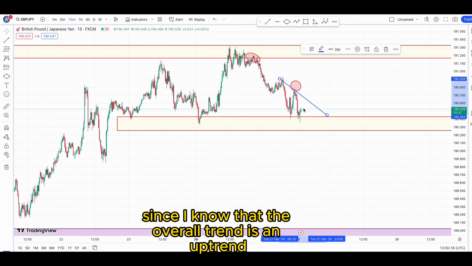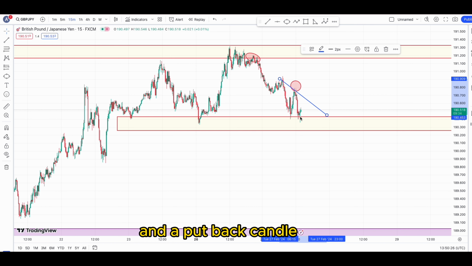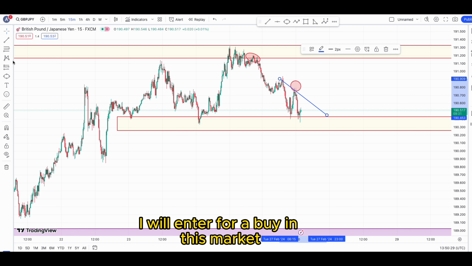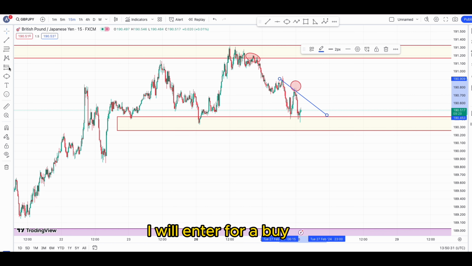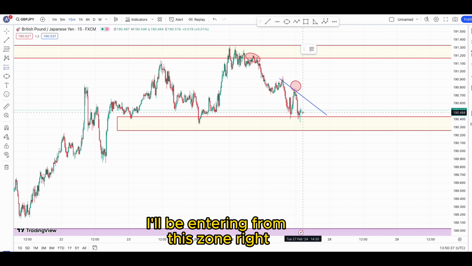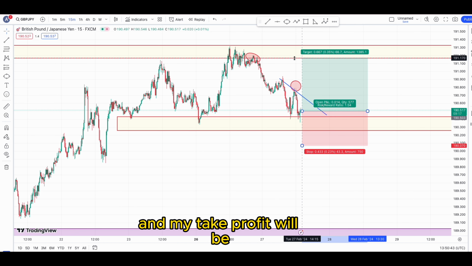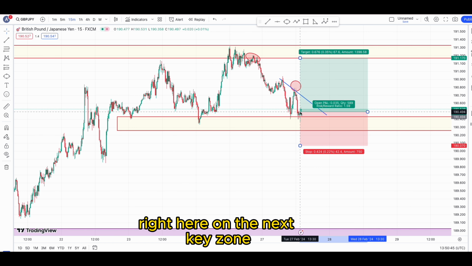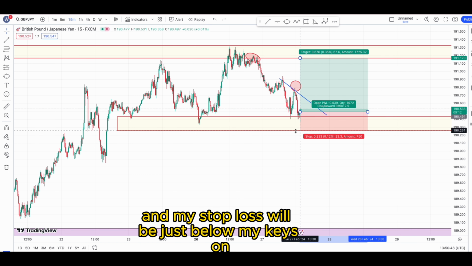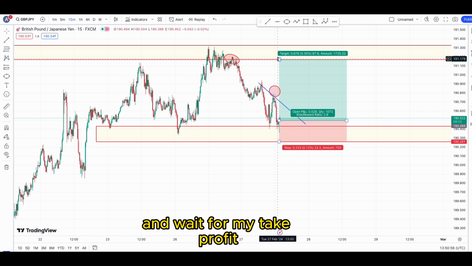Now personally, since I know that the overall trend is an uptrend, and I've seen this multiple wick rejection and a pullback candle, I will enter for a buy in this market. I'll enter for a long position, entering from this zone, right? My take profit will be right here on the next key zone, and my stop loss will be just below my key zone. That will be my stop loss. So I'll enter for a buy in this market and wait for my take profit.